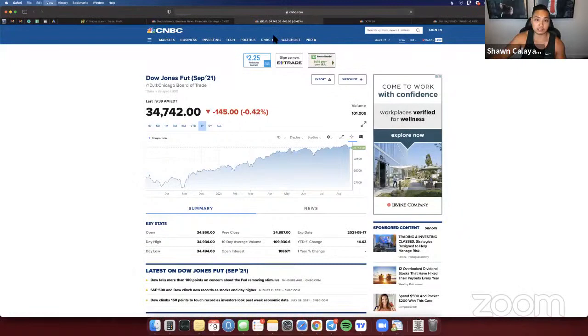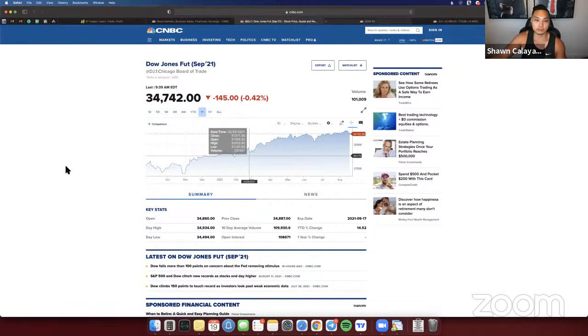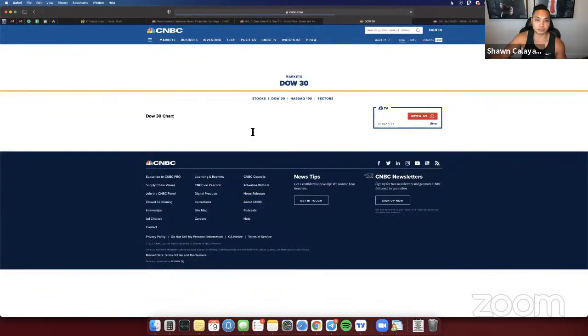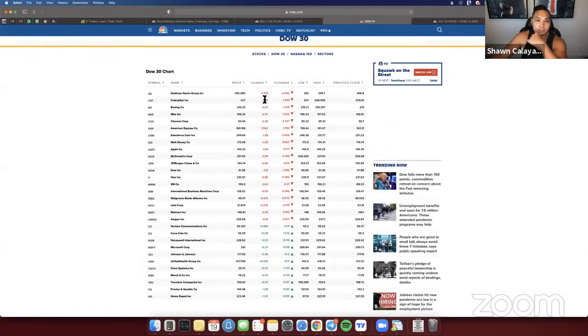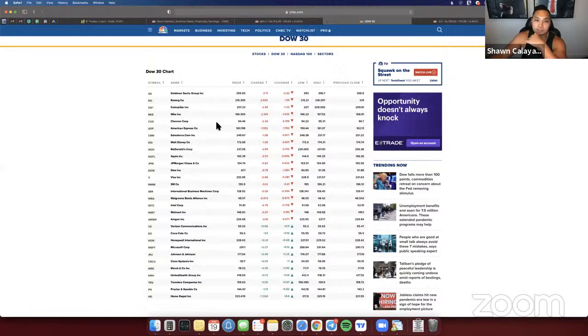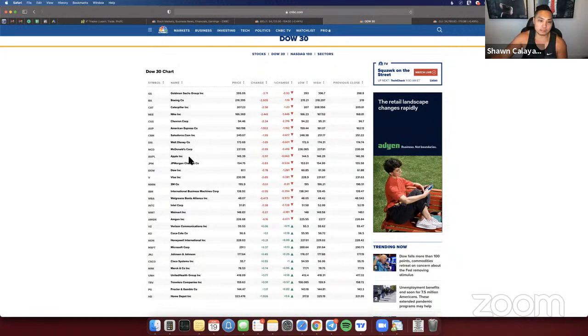Looking over here, the index is now down 145 points, still in the red. Looking at the actual stock index over here, let's see how it's balanced out. It's still very red, right? Goldman Sachs is down 3.7 points. Caterpillar is down 2.8. Boeing's down 2.6. Nike's down 2.5. Chevron's down 2.6. Amex is down 2 points. Salesforce is down 1.5. Walt Disney's down 1 point. McDonald's is down 1. Apple, JP Morgan, Dow, Visa, 3M, et cetera, they're all down in the red.